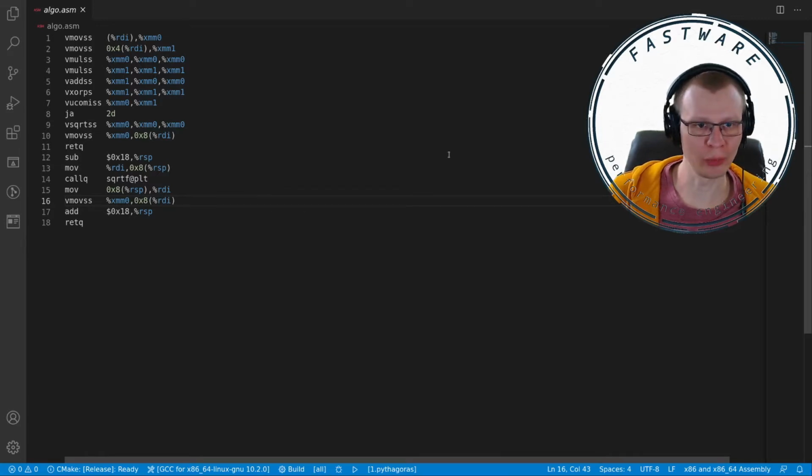Now assembly code is as close as we can get to machine code. And today we don't write assembly code directly. However, we use tools such as compilers to generate it from higher level languages such as C or C++. There are others as well.